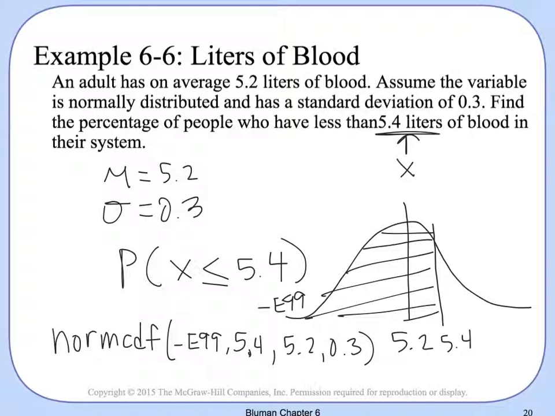I hope you got 0.7475. If you didn't, talk to someone next to you and see if they got it and see what maybe you did wrong when you typed it in. 0.7475.